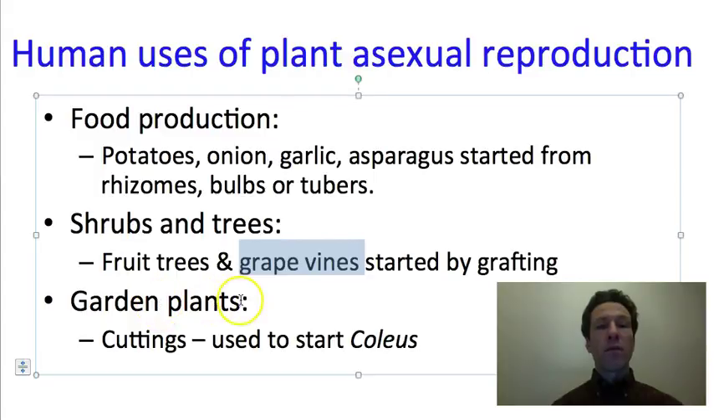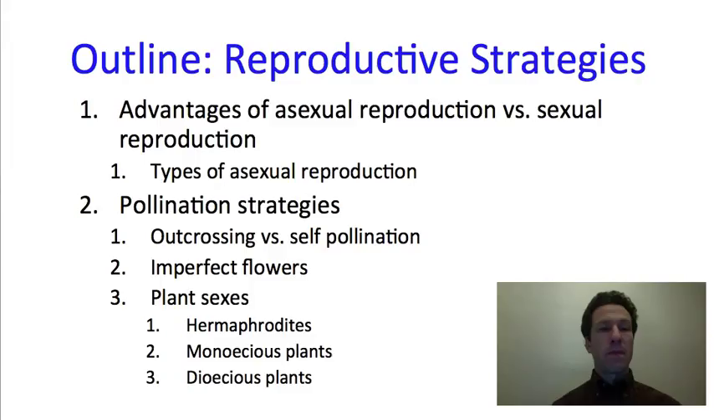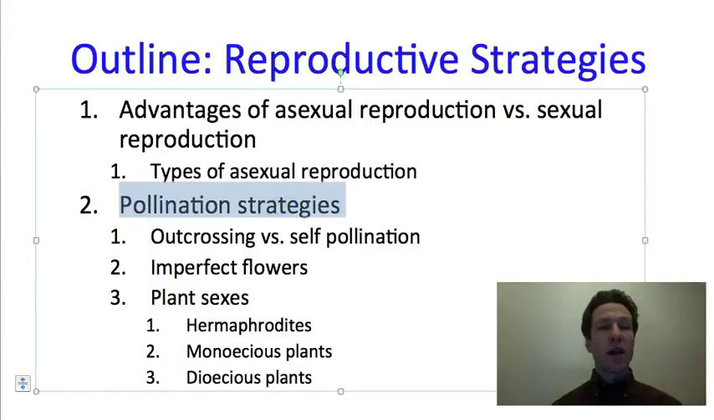And then for plants that are used aesthetically in the garden, we'll oftentimes use cuttings. And you've probably done this laboratory now, where we made cuttings from coleus, and we also grafted coleus. That ends our conversation about asexual reproduction. For the rest of today's lecture, we will focus on sexual reproduction, and specifically on different kinds of pollination.